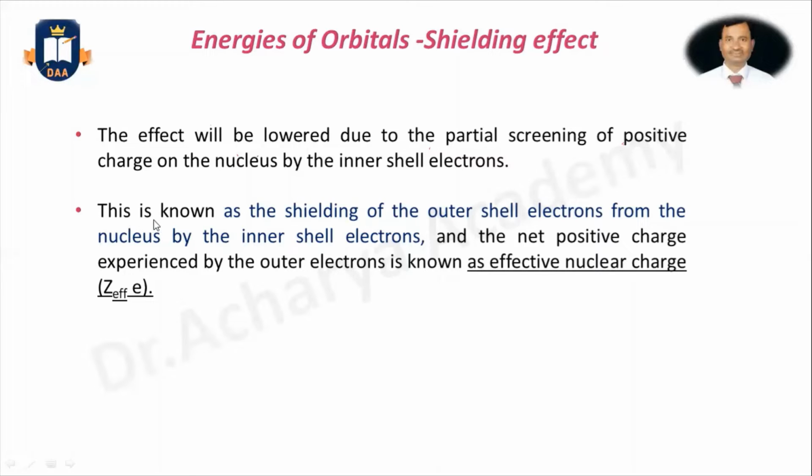And this effect is known as the shielding effect, or shielding of the outer shell electrons from the nucleus by the inner shell electrons. And in that case, what will be the net positive charge? Now the net positive charge is less than Ze. We can symbolize this effective nuclear charge as Z effective e, capital Z subscript small e-f-f, multiplied by e.